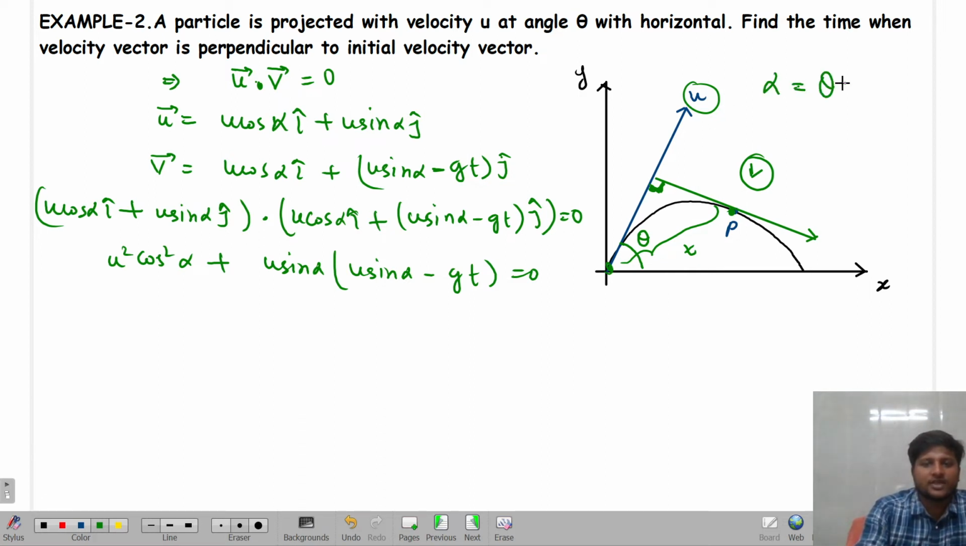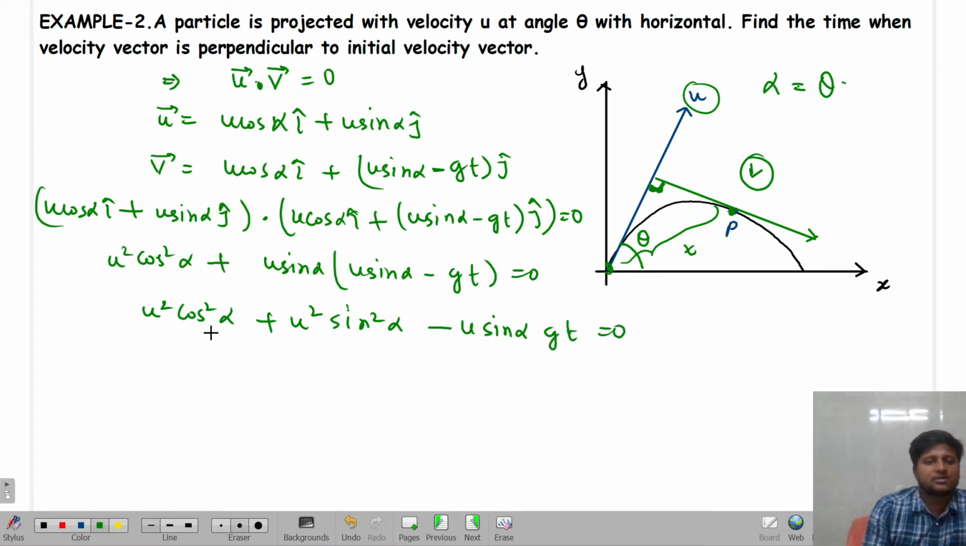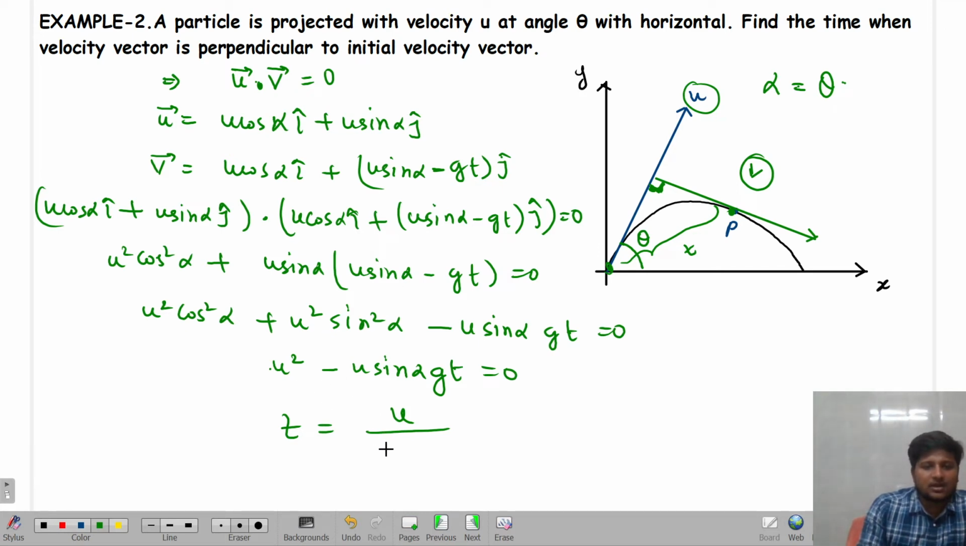So consider alpha is equal to theta, so we can utilize the relation. u square cos square alpha plus u square sin square alpha minus u sin alpha into gt is going to be equal to how much? 0. Now u square cos square alpha plus u square sin square alpha, I can take u square common. Cos square plus sin square is what? 1. That is u square minus u sin alpha into gt is equal to 0. So what you got as your time? Time is equal to u by g sin alpha.